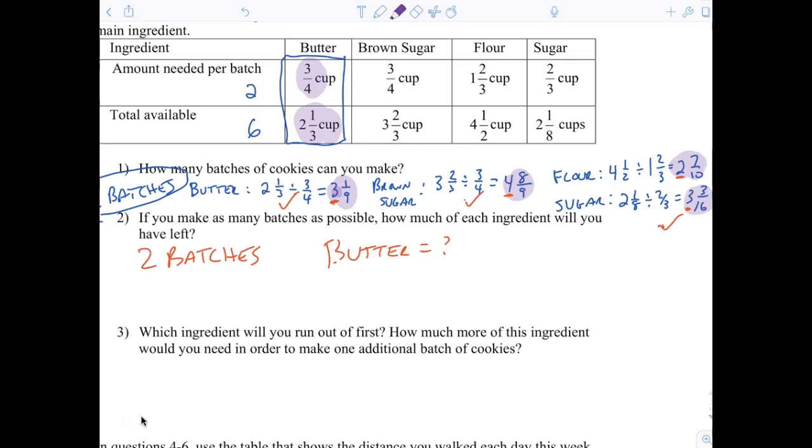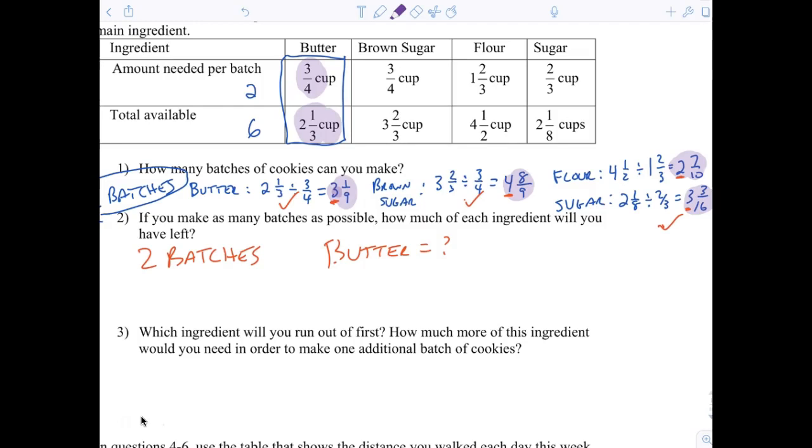If I make 2 batches, how much butter am I going to use? Someone tell me. How did you get that? 3/4 times 2. We just did 2 batches. So everybody do 3/4 times 2 on their calculator. What is 3/4 times 2 again? I used 1 1/2. So I just used 1 1/2 cups of butter.